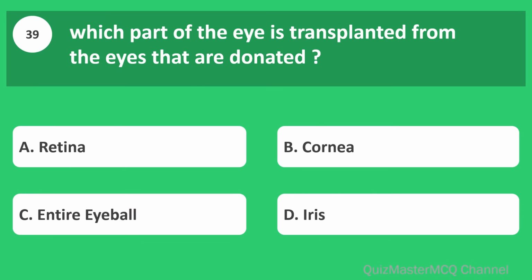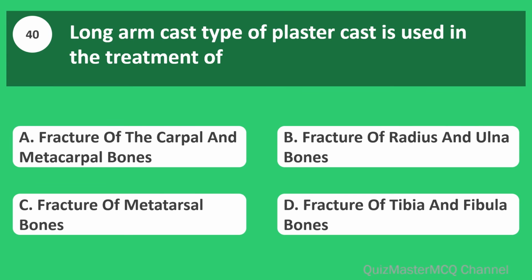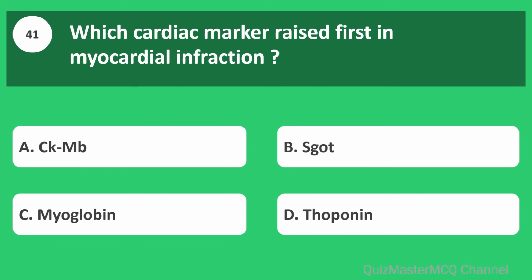Which part of the eye is transplanted from the eyes that are donated? Cornea. Long arm cast type of plaster cast is used in the treatment of fracture of radius and ulnar bones. Which cardiac marker raised first in myocardial infarction? Myoglobin.